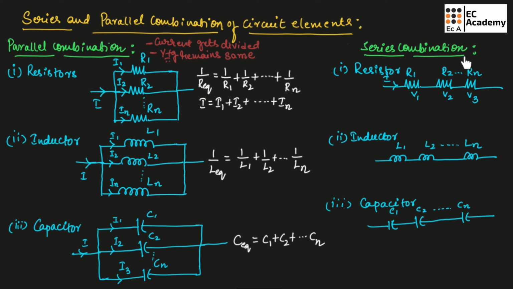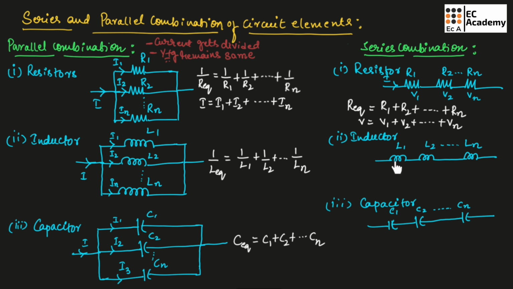Now let us understand series combination, and first let us consider the resistor. Here resistor are connected in series like R1, R2 and so on up to Rn. In series combination, you need to always remember current will remain same but voltage will get divided. So voltage across this circuit element will get divided, as you can see in this figure. Now, equivalent resistor, we can write it as R equivalent, that can be given as R1 plus R2 plus and so on up to Rn. Here voltage V will get divided as V1 plus V2 plus and so on up to Vn.